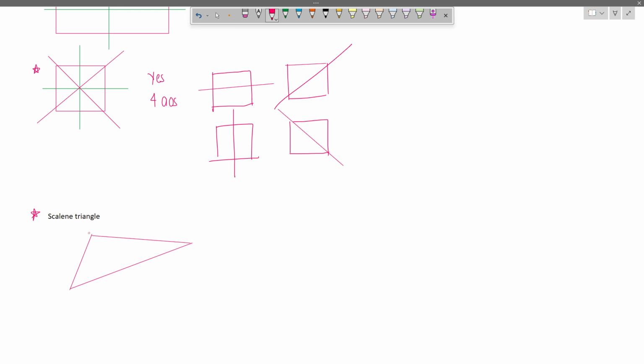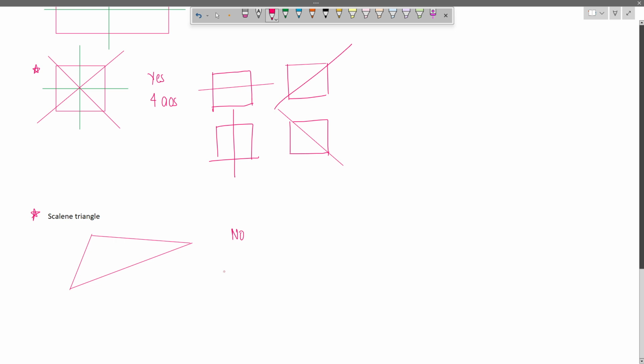So no matter where we divide it, there won't be a mirror image of both halves. So it has no reflectional symmetry. And of course, since there is no reflectional symmetry, then it doesn't have an axis of symmetry as well.